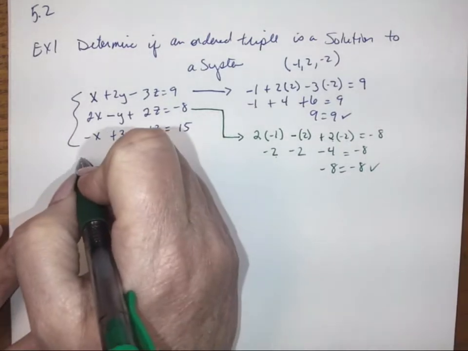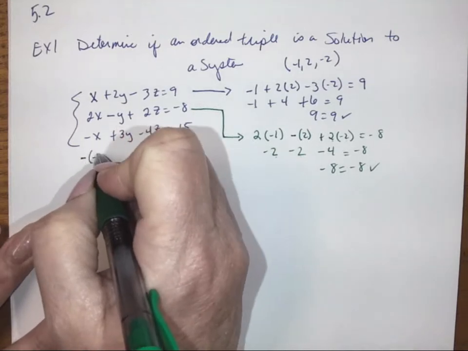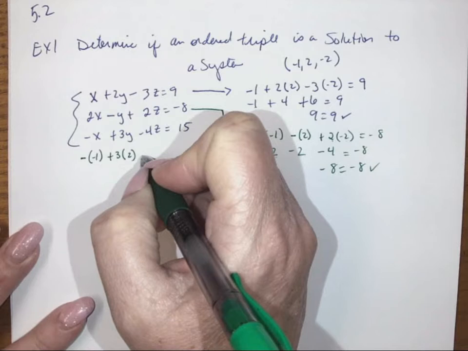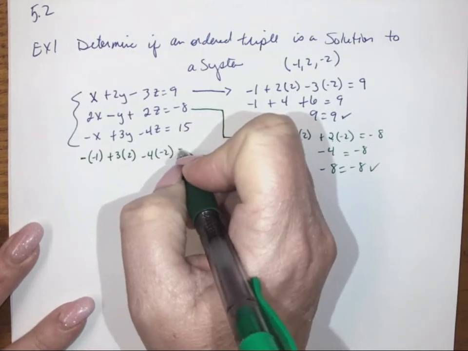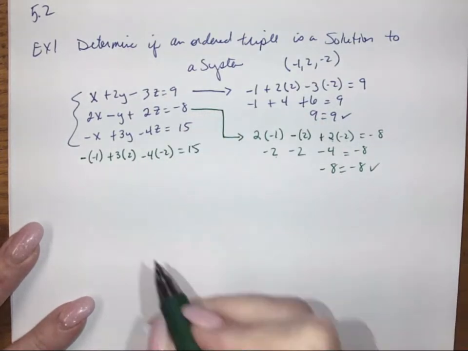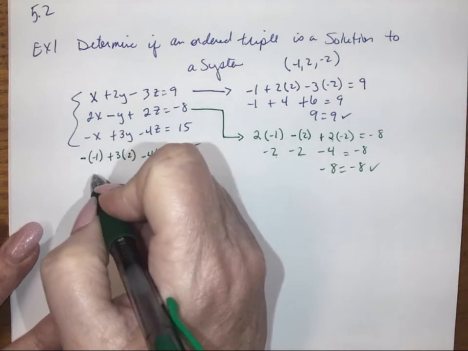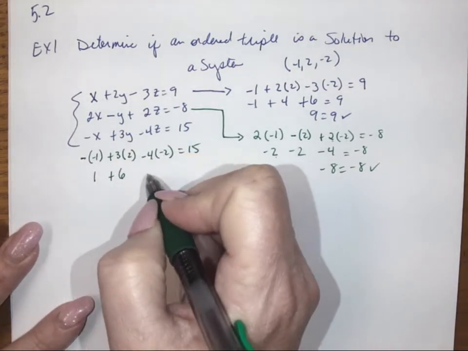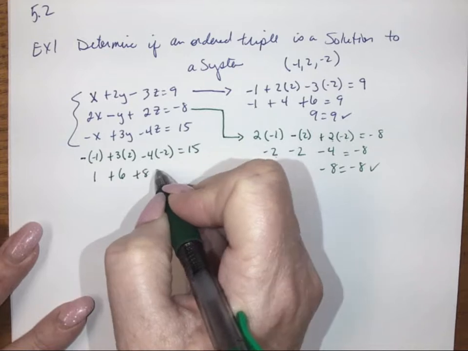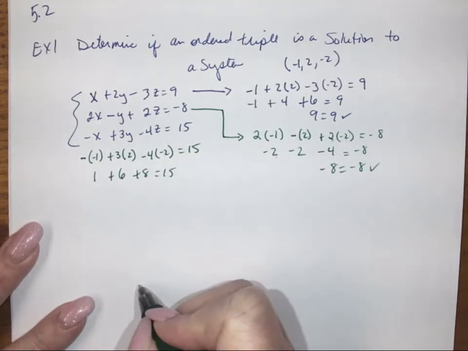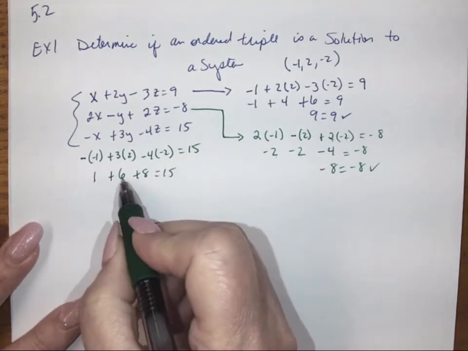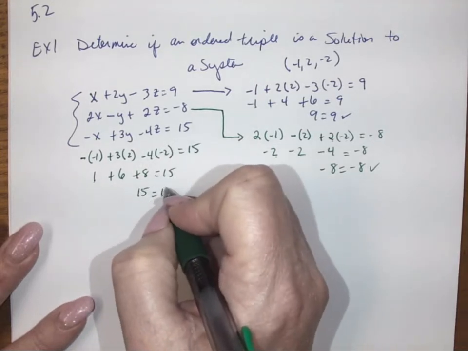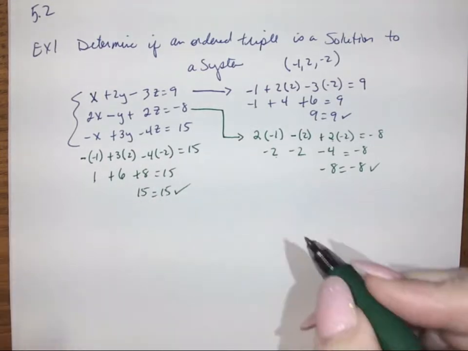So we'll have negative 1 plus 3 times 2 minus 4 times negative 2 equal to 15. Negative times a negative 1 will get us positive 1. 3 times 2 is 6. Negative 4 times negative 2 is positive 8, equal to 15. So 1 plus 6 is 7. 7 plus 8 is 15, equals 15. So yes, this will work.